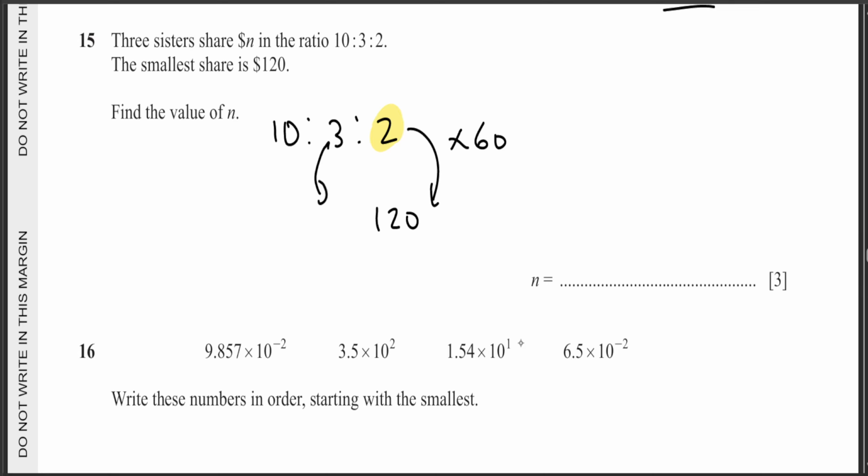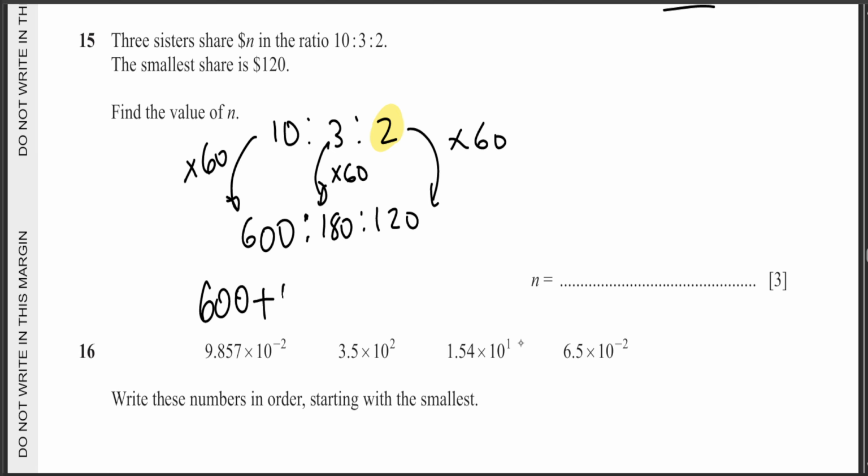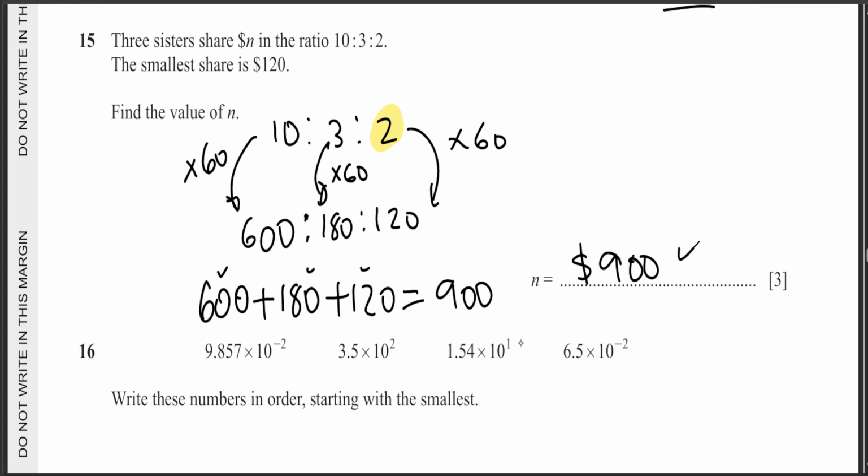So it means that you also multiply 3 by 60 to give you its share. So 60 times 3 is going to give you 180. And you also do the same thing with 10. Multiply 60 by 10 to give you 600. So now if you add all of this up, that is 600, add 180, add 120. 180 plus 120 will give you 300, and 300 plus 600 would give you 900. So your n is basically 900 pounds.